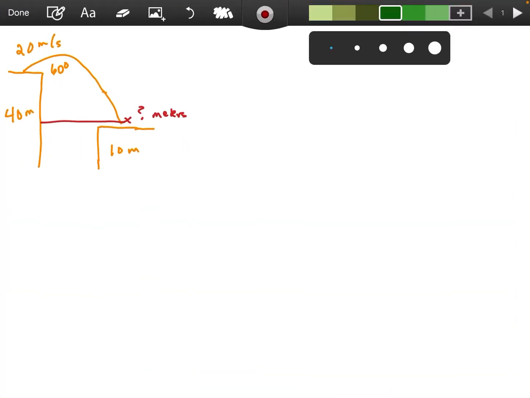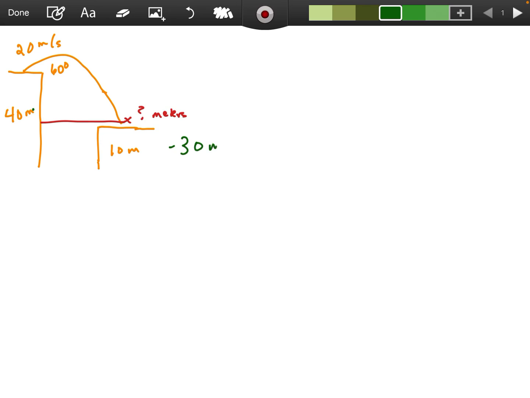All right, so projectile launched at an angle with an elevation change. 20 meters per second, 60 degrees, being launched from an elevation of 40, going to land at 10. So your elevation change is a negative 30.